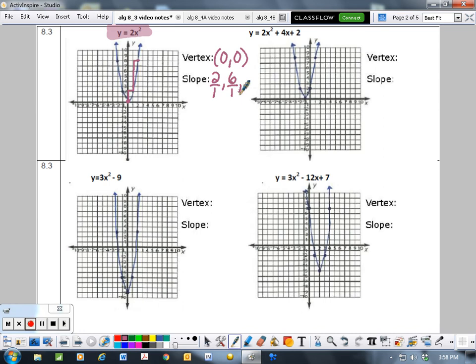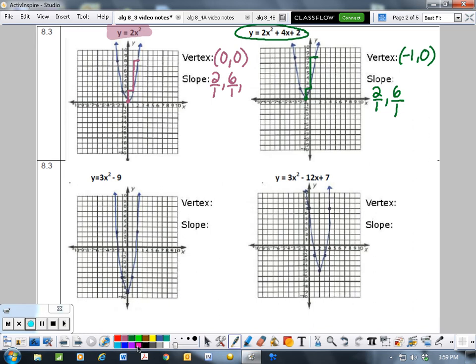So now let's look at our next one. Again, we have a 2x squared there. Our vertex this time is at negative 1, 0. And our slope is up 2 over 1. Up 1, 2, 3, 4, 5, 6 over 1. Okay, so it looks like I have that again. So it's a little different.